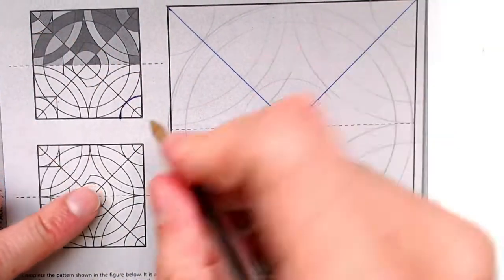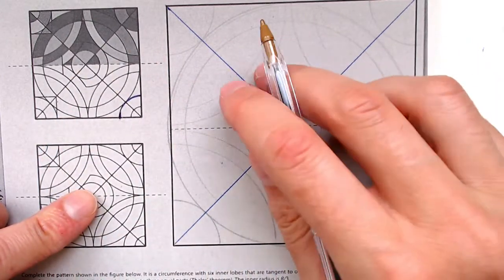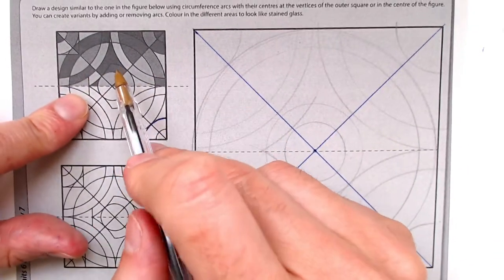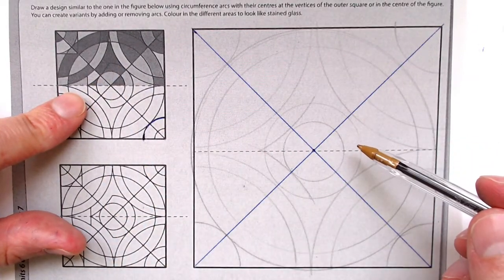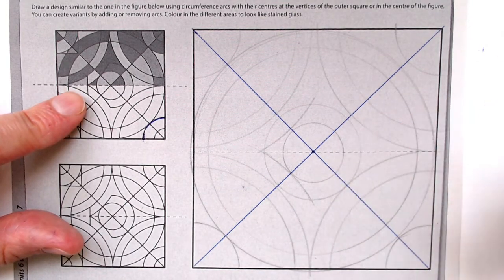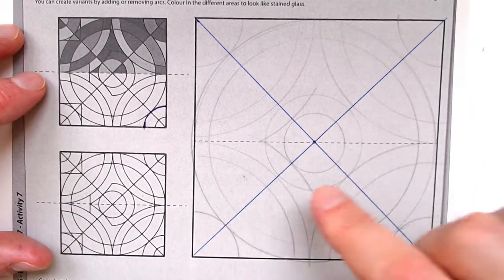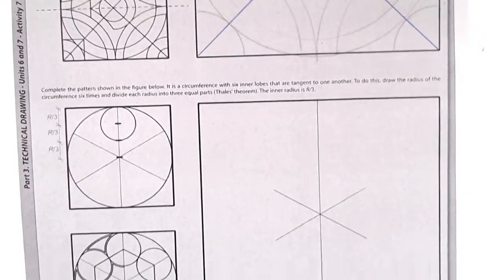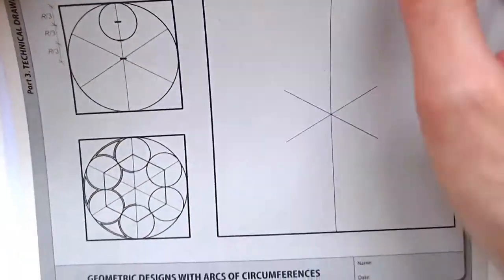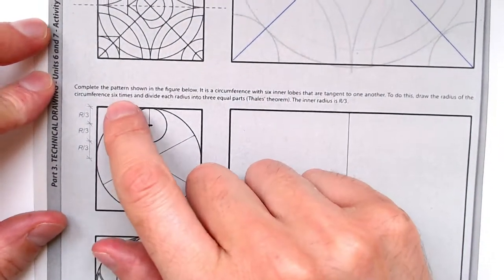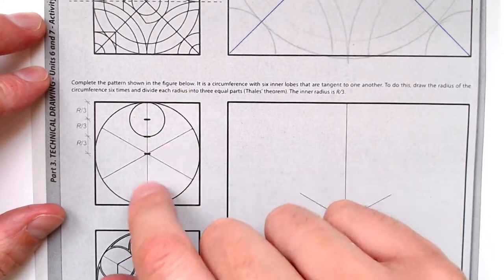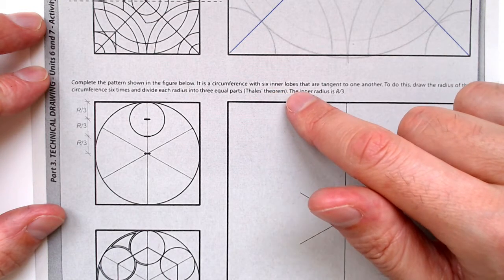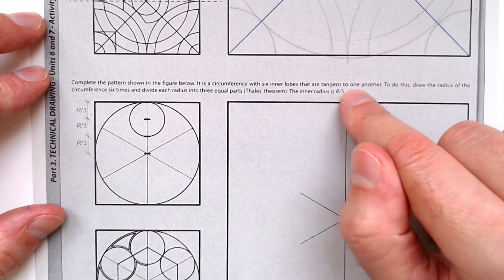Okay, then you have to retouch because we have only this. You should erase this part and this part in order to get the same as you have here. Okay, and then you can play with the color and color this as you like. Okay, let's move on to the next one. Let's complete the pattern shown in the figure below. It is a circumference with 6 inner lobes that are tangent to one another.